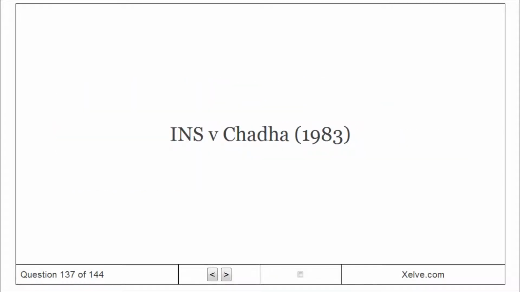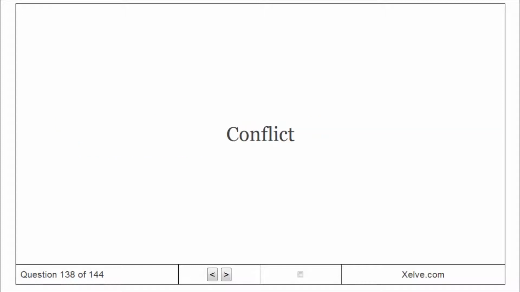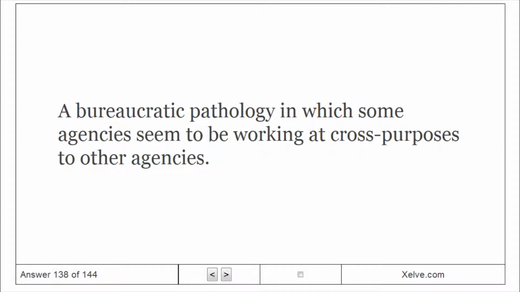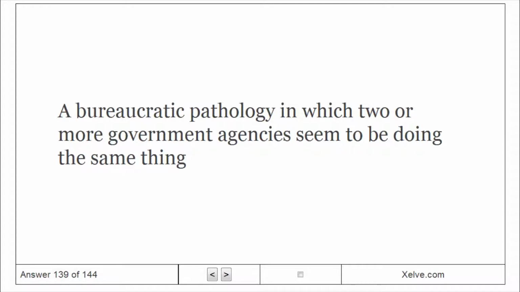INS v. Chadha ruled that the legislative veto is unconstitutional. Conflict. A bureaucratic pathology in which some agencies seem to be working at cross purposes to other agencies. Duplication. A bureaucratic pathology in which two or more government agencies seem to be doing the same thing.